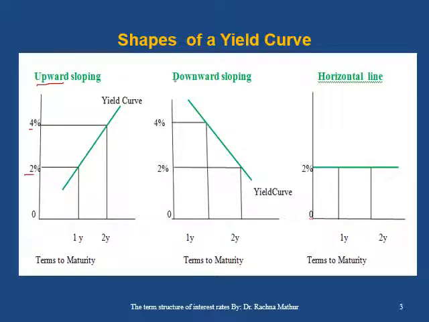When the yield curve is downward sloping, it shows that the first year the return was 4% and the second year the return was 2%. So it is a downward sloping curve. The third figure shows the yield curve is a horizontal straight line parallel to x-axis that shows that return is 2% for both first year and second year.